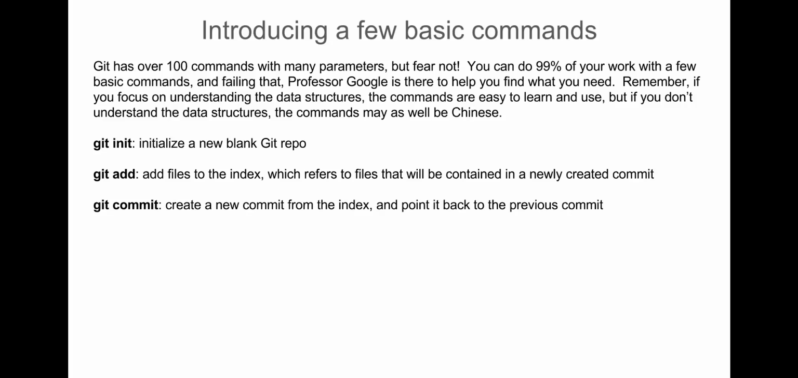So we'll start with these three commands: init, add, and commit. Init creates a new blank Git repo, and git add will add files to what we call the index, which simply means the files that will be contained in a newly created commit. And finally, we have git commit, which is the command that actually creates the commit. You can think of the index as being like a ghost that becomes a real commit when you type the git commit command.